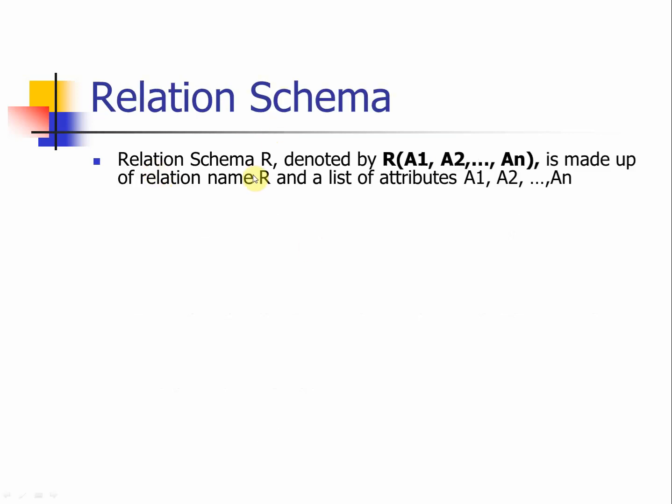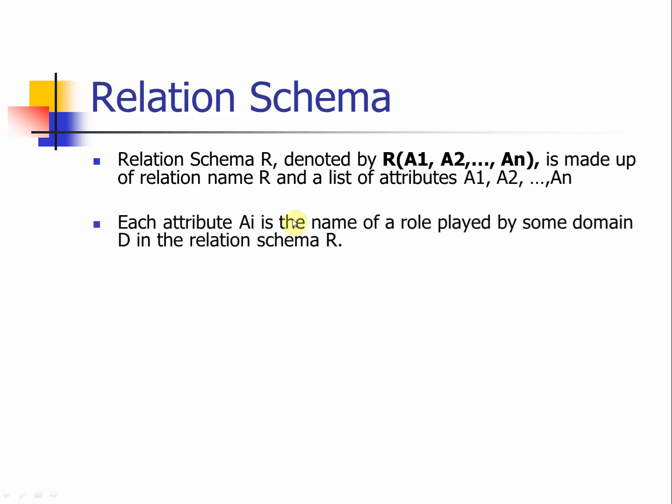A relation schema R, denoted by R, is composed of multiple attributes. So if this is a student table that we were looking at, then we call it a student relation. In our example, we have 7 attributes, so you will have A1, A2 until A7. R is made up of a relation name and a list of attributes. Each attribute, so every single attribute that we're looking at, is a name of the role played by some domain D in the relation schema R.